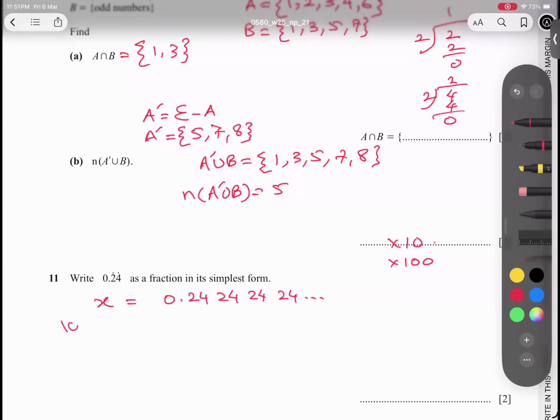I will multiply both sides with 100. So the decimal will jump two times rightwards, so this 24 will come before the decimal. So 24 point. This 24 will come here. And I hope you got the point.